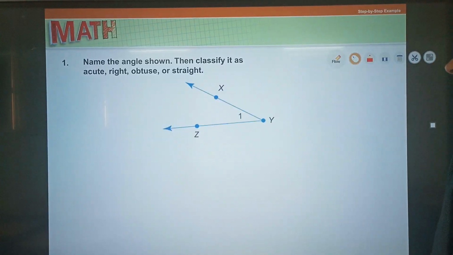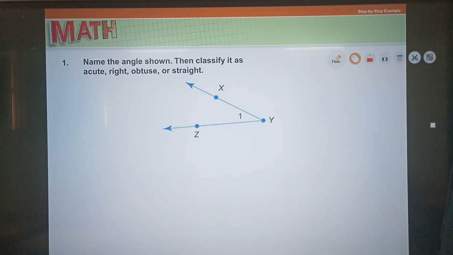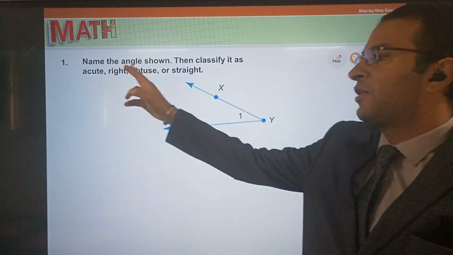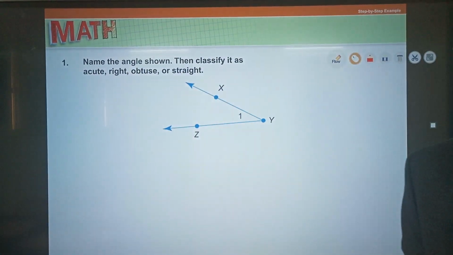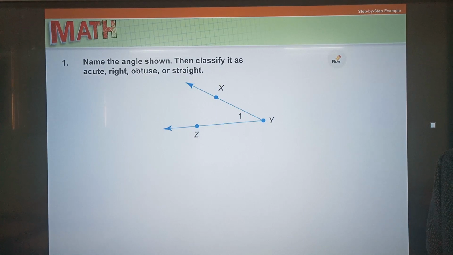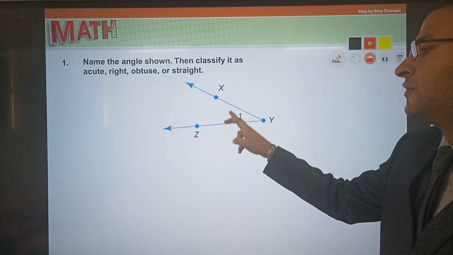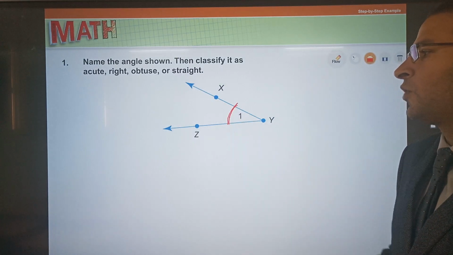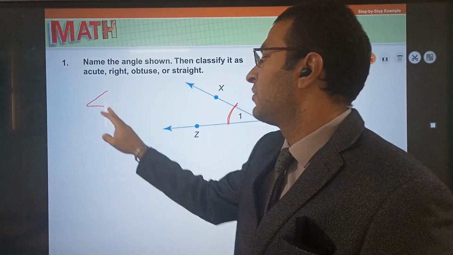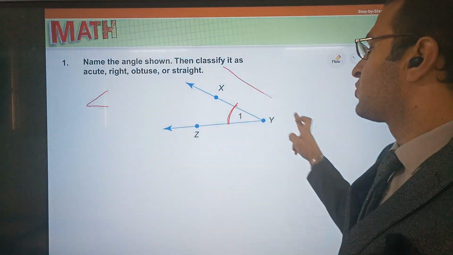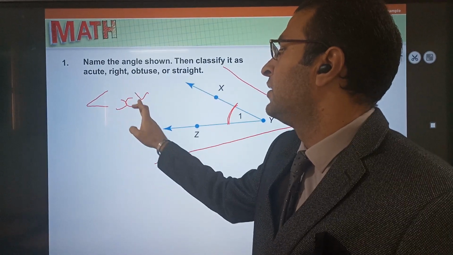We will go now to the next. We need to classify this angle. We need to know the type: acute, right, obtuse, or straight. Firstly, this angle is less than 90, angle 1, or I can read it as X, Y, Z. Again, read with me: angle X, Y, Z.